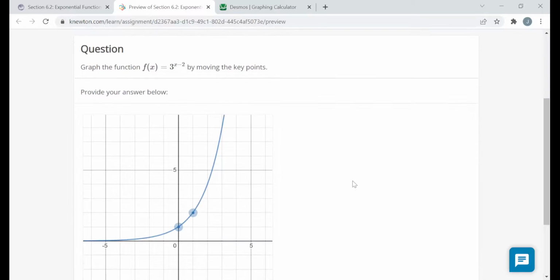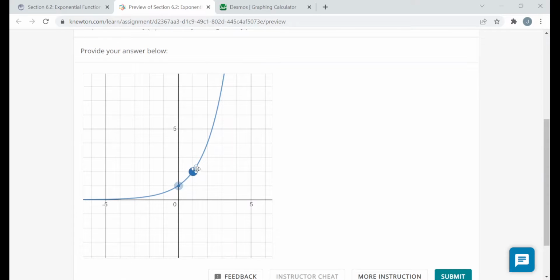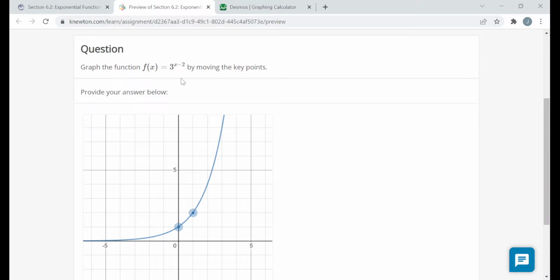Alright, so very simply, we're asked to graph the function f of x equals 3 to the x minus 2 power by moving the key points. So they have these 2 points that we need to move around. Really, you just need to move them to points that would be on this graph.